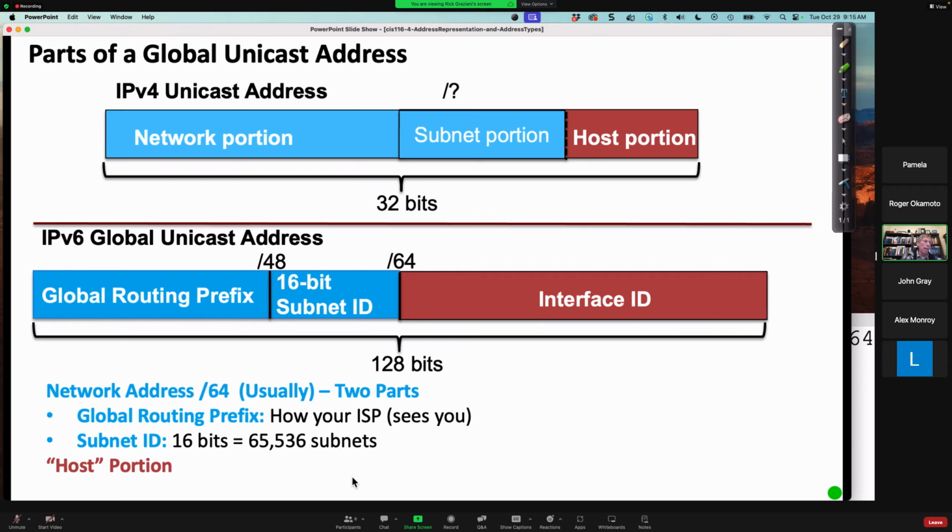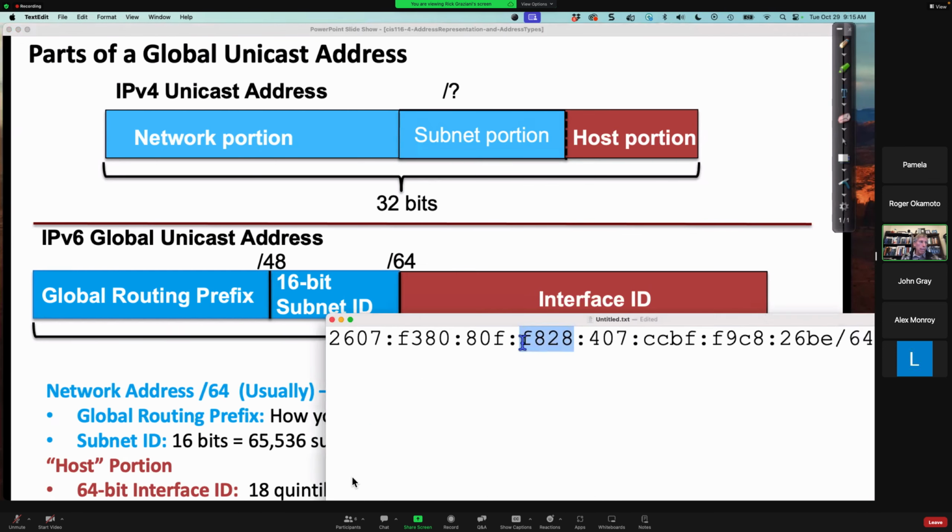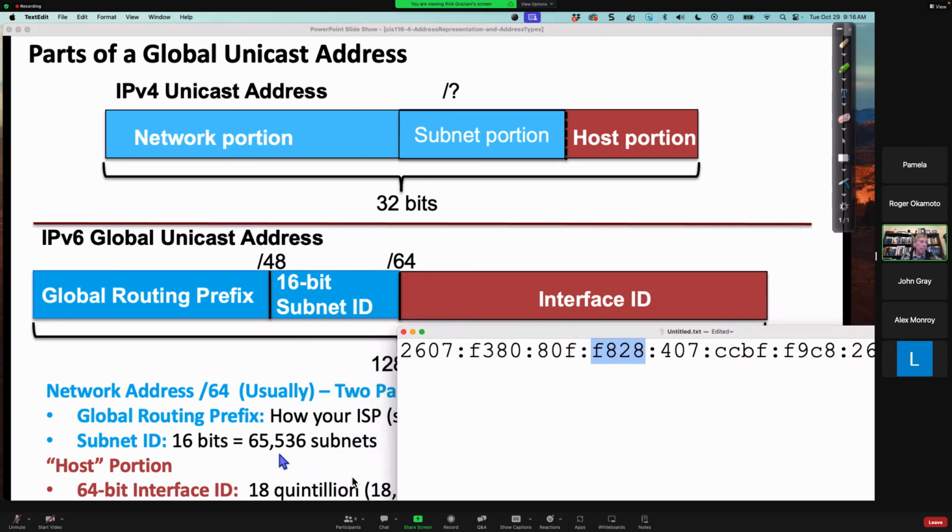How many bits do we have in that interface ID? We have 64 bits. That's how many hosts per subnet we can have. Look at this, 18 quintillion. That many hosts. Not in our network, that's in just one subnet. So just in this subnet here, this device can be one of 18 quintillion hosts in that one subnet. And how many subnets can we have? 65,536 subnets.